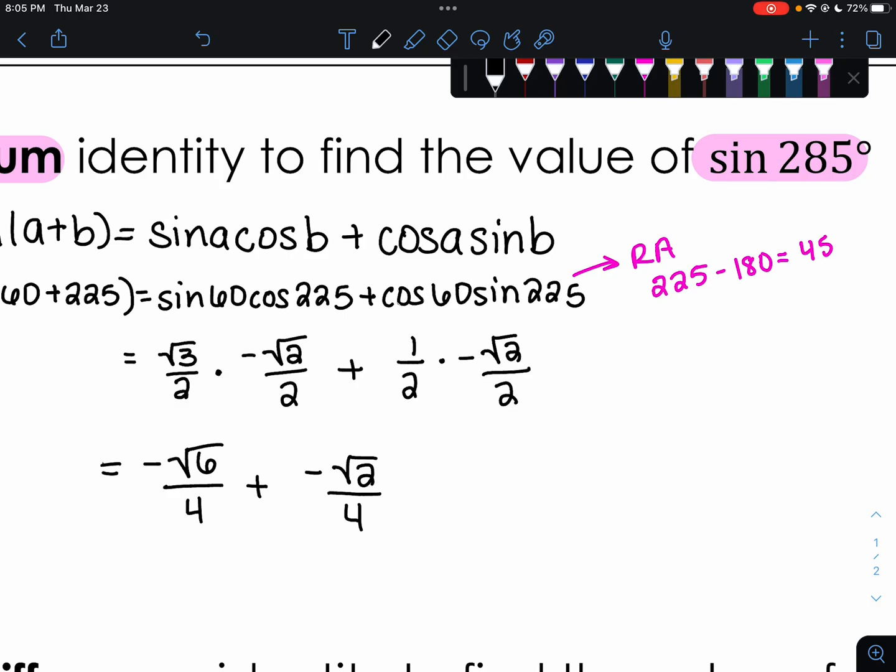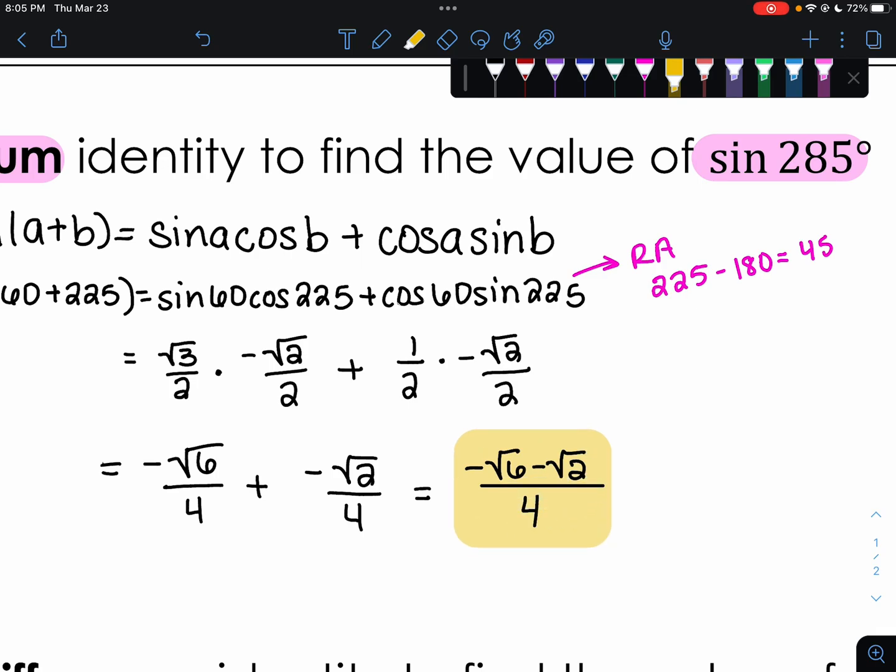Now I see that I have 2 fractions that are being added, and they have a common denominator. So I can combine it as one big fraction over the same denominator. When you add or subtract fractions, you just add the top or subtract the top, and the bottom stays the same. So when we do this, we get a negative square root of 6 minus the square root of 2. And that would be our final answer in this question.